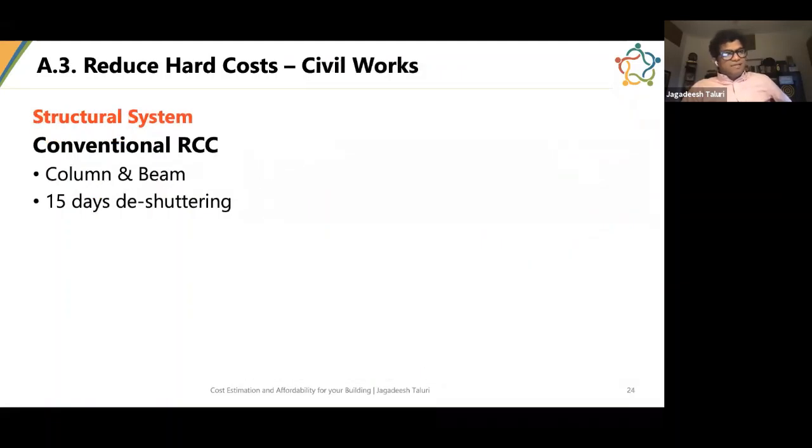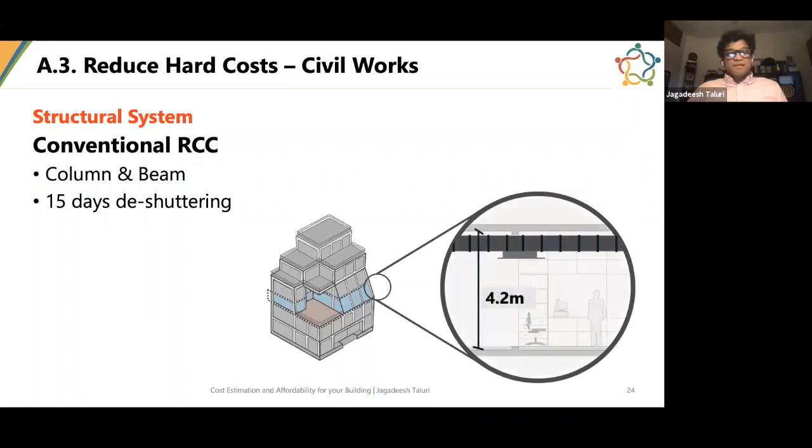Another way of reducing the hard costs is through civil works. I'll show you one example of how we can reduce the hard cost through civil works. Suppose most of the people are going to be using a conventional RCC building, column beam. It will take 15 days of deshuttering. And if you are using the conventional column beam structure, to accommodate the HVAC ducts and everything, you'll have to build 4.2 meter floor to floor. This is how the office buildings and commercial buildings are happening.